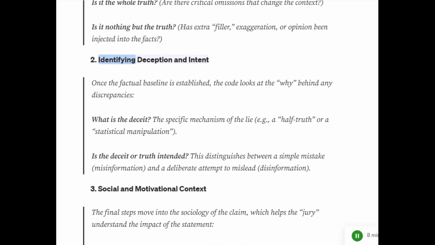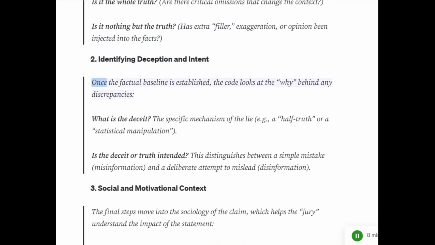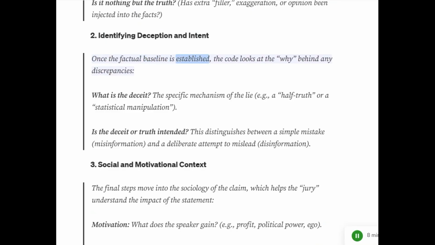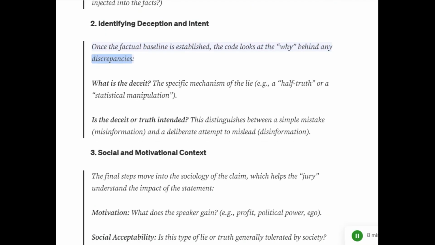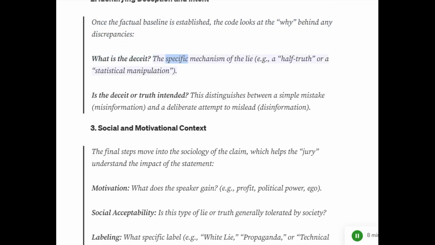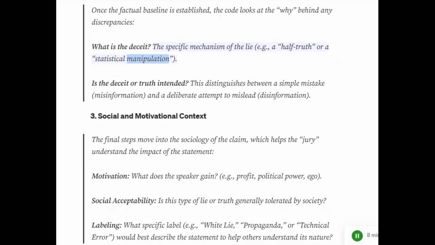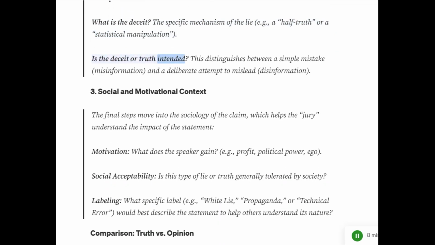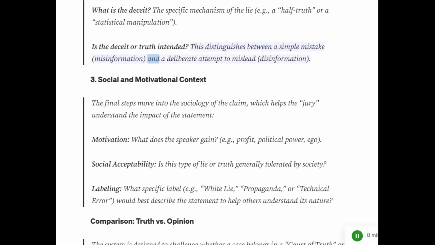2. Identifying deception and intent. Once the factual baseline is established, the code looks at the why behind any discrepancies. What is the deceit? The specific mechanism of the lie, for example, a half-truth or a statistical manipulation. Is the deceit or truth intended? This distinguishes between a simple mistake, misinformation, and a deliberate attempt to mislead, disinformation.